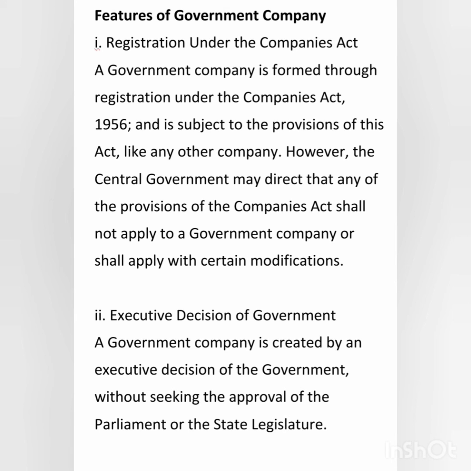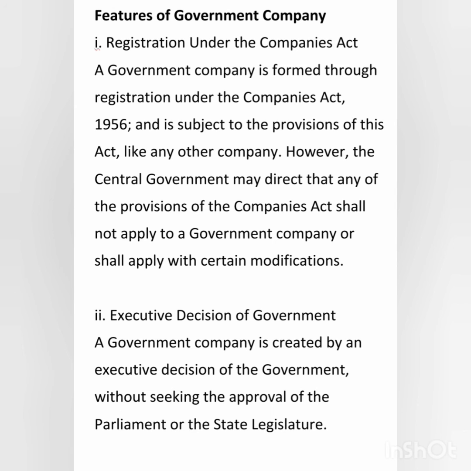The first feature is registration under the Companies Act. So this government company has to be registered according to the Companies Act of 1956, and later it has been modified with the Act of 2013. However, the central government may direct that any of the provisions of the Companies Act shall not apply to a government company or shall apply with certain modifications. Other companies have to be registered under the Companies Act.